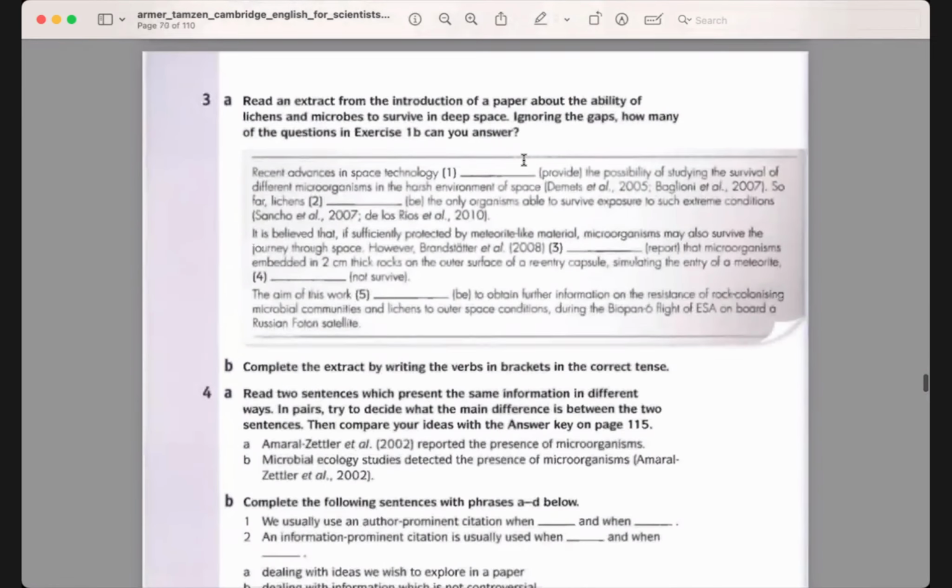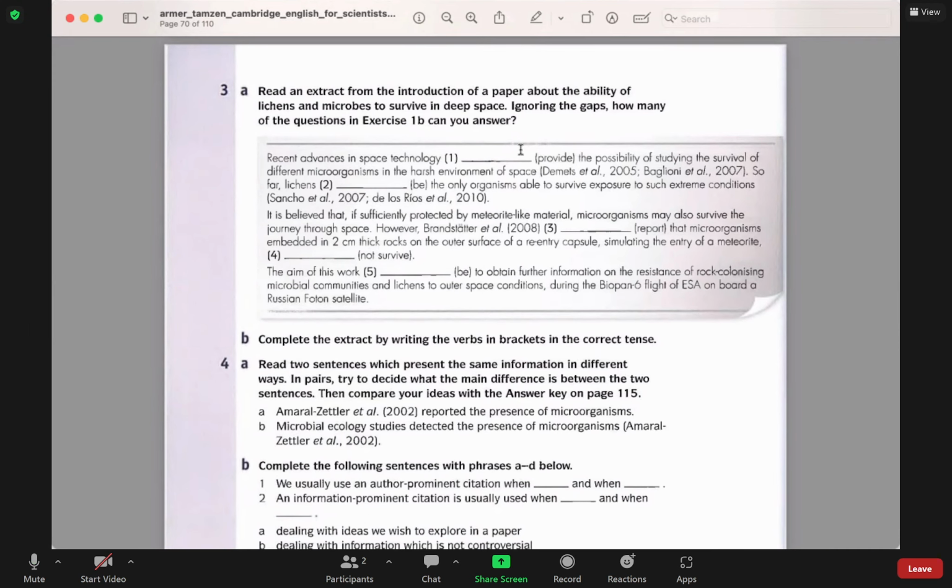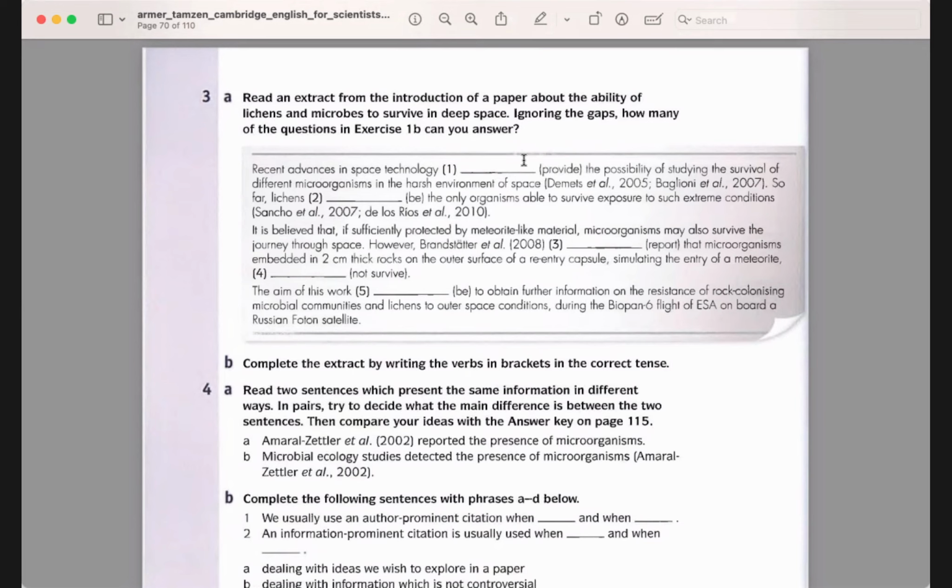Why is it important? Like the purpose of the study mentioned in the extract is information on the resistance of microbial communities and lichens to outer space conditions during the BIOPAN 6 flight of ESA on board a Russian Photon satellite. Lichens, it's lishai. It's about importance. Okay. What was already known about the subject of the research? Is there any information already known? What is already known?